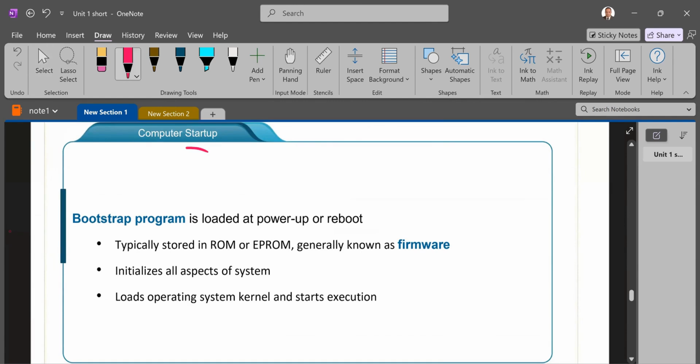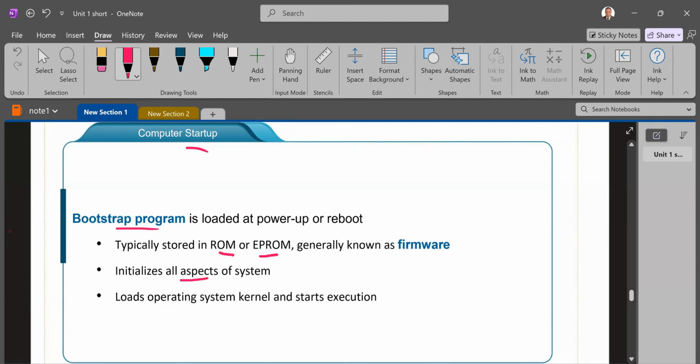Computer bootstrap program. The bootstrap program is loaded at power up or reboot, and it runs at the start of the computer's operation. It initializes all aspects of the system. So, what does it start with? All types or parts of the computer.